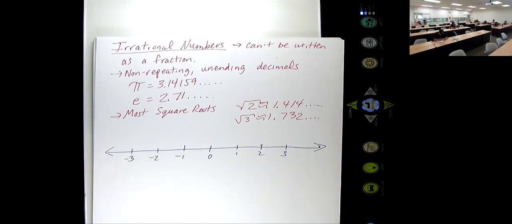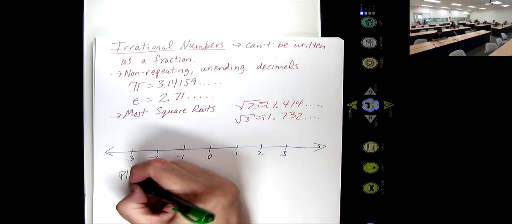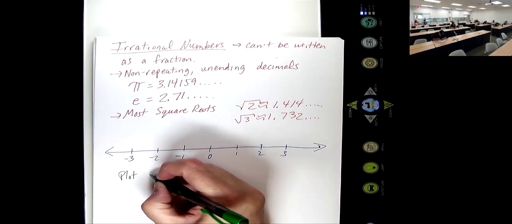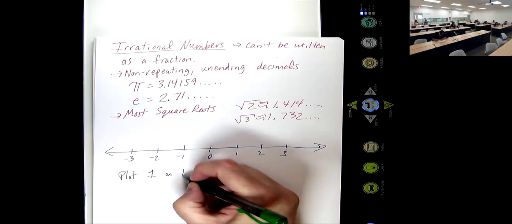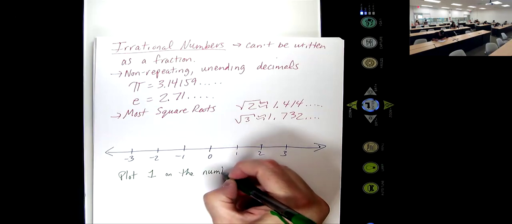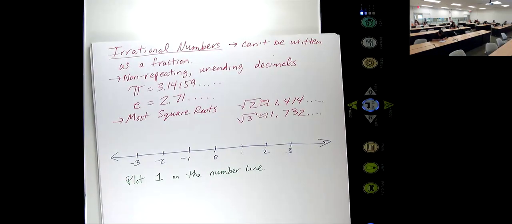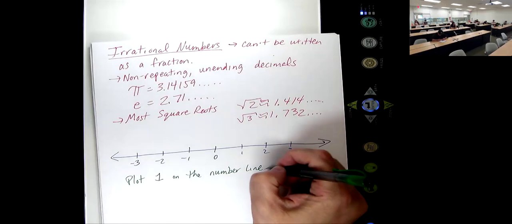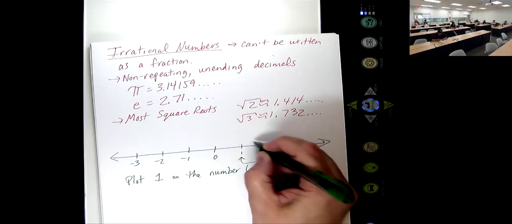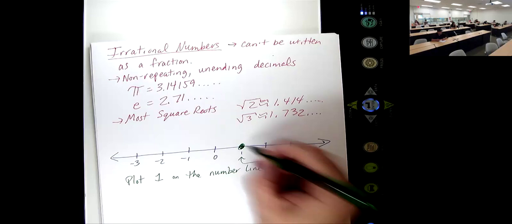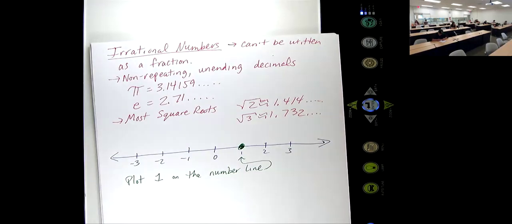So if you have a number line and they ask you to plot a point, like, let's say plot 1 on the number line. When they say plot, what they're asking you to do is locate the number and put a noticeable dot. I'm sure there are homework problems that say plot a number, and that's what they're asking you to do.